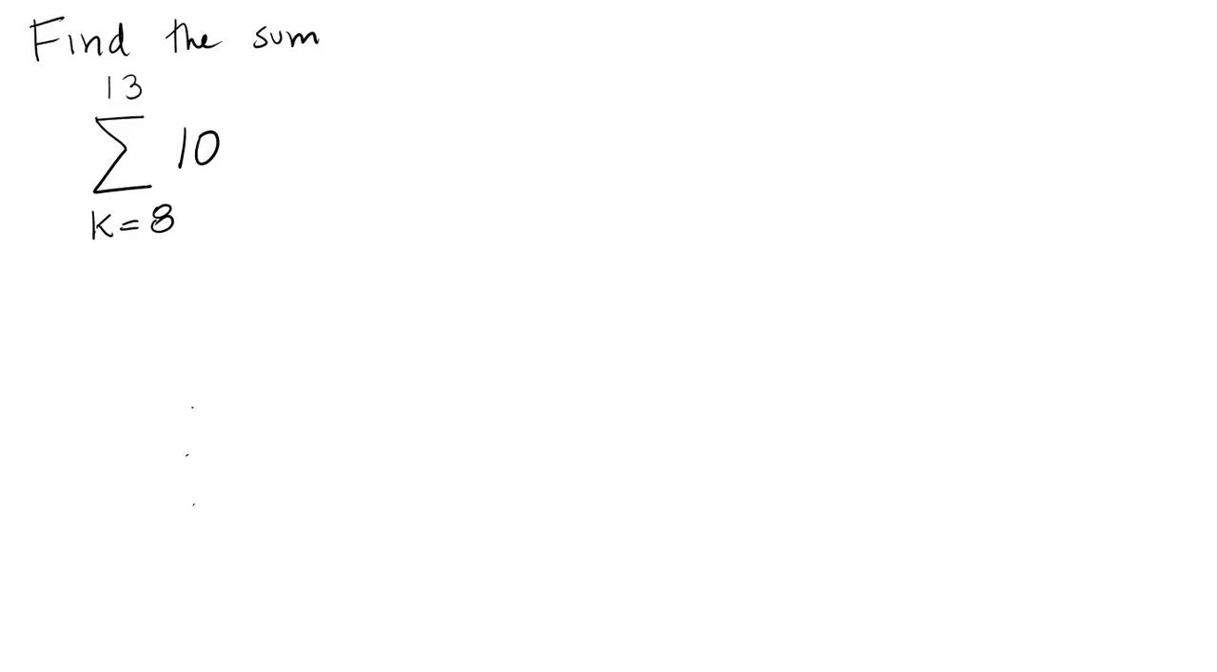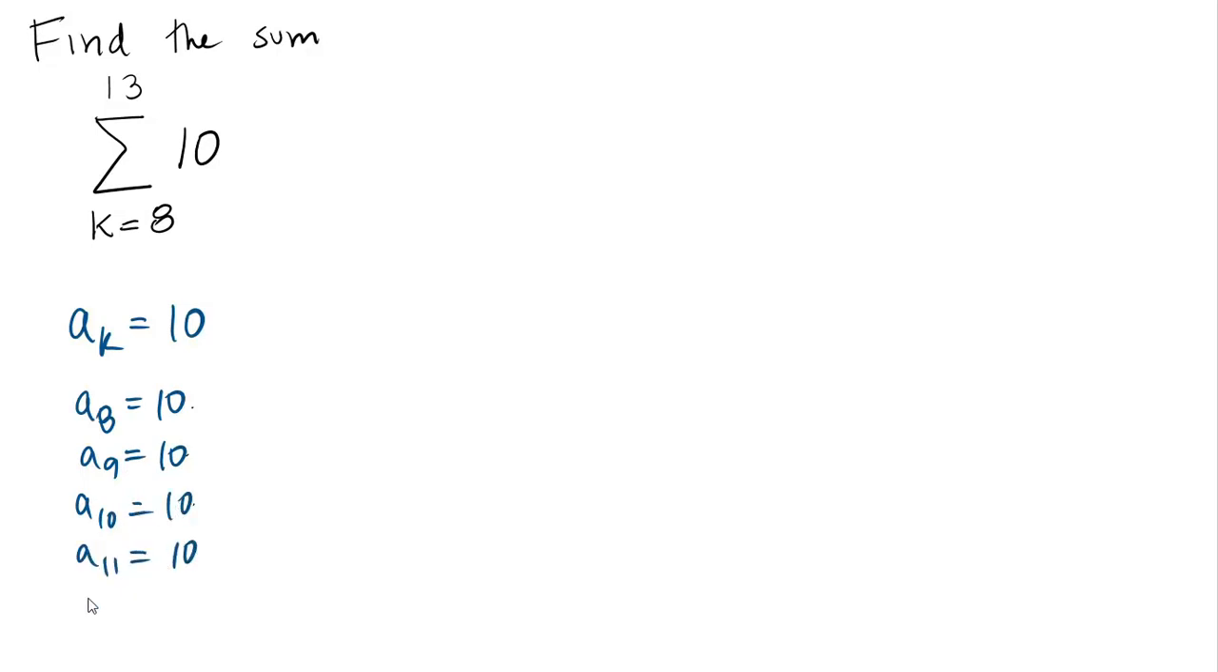A common mistake is to put 50 here. A lot of people will take the 13 minus 8 to try to count the terms, but let's be careful this time. A sub k is the sequence that constantly generates tens. I need to use the 8th term, and the 9th term, and the 10th term, the 11th term, the 12th term, and the 13th term. How many tens is that? It's not 5, it's 6. This is 10 times 6, not 10 times 5.